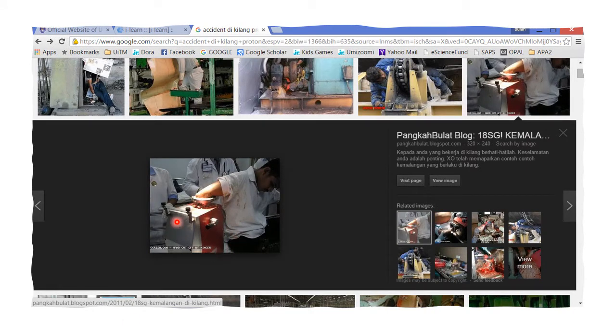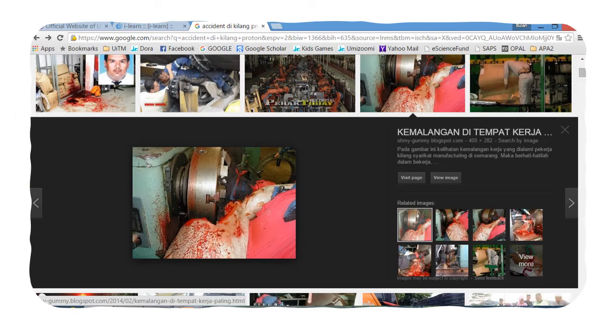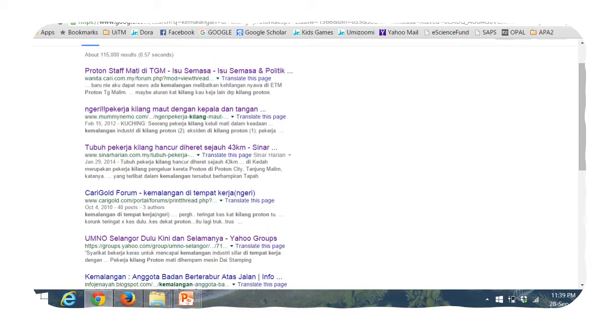This one also may be a drawing-in incident by this food mincer. This one is a fatal accident in the storage area. This is another drawing-in incident of a lathe machine. You can find various types of incidents if you search on the internet.